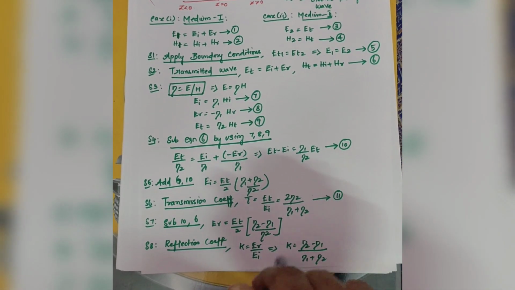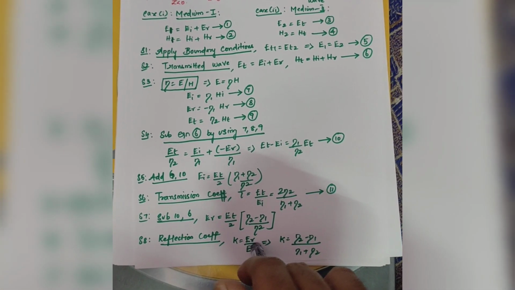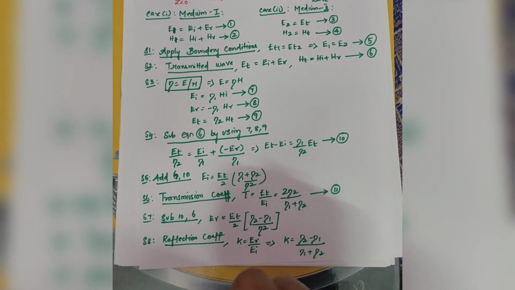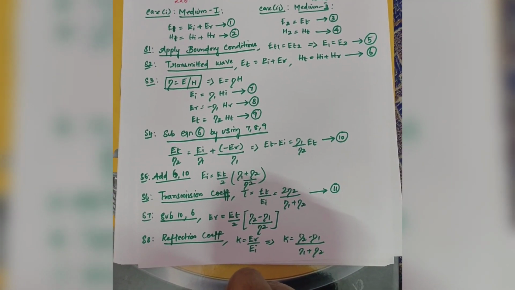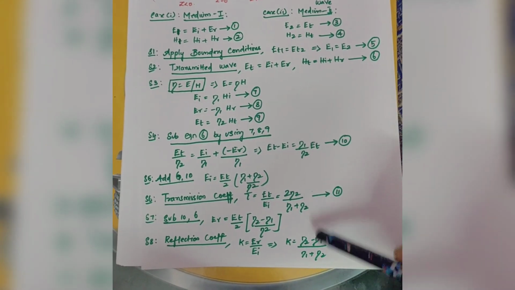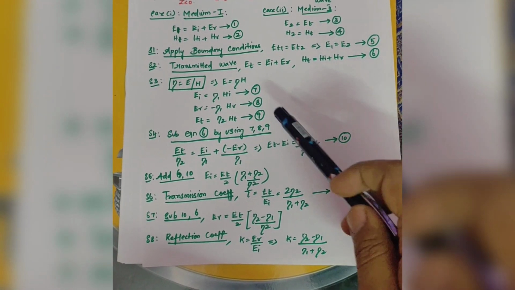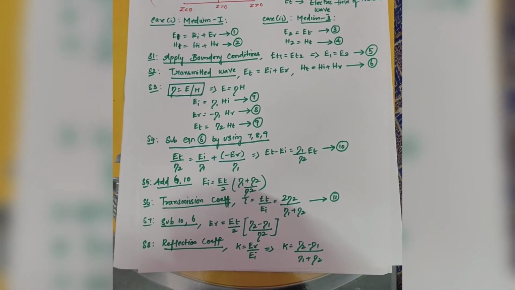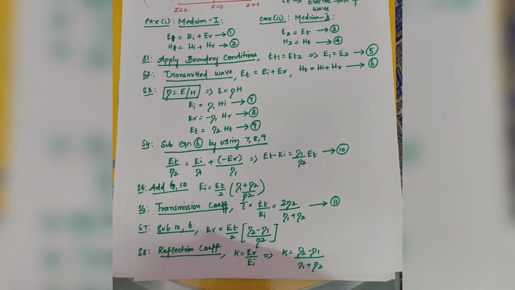Here the reflection coefficient, the symbol is k, as I already said, where k is equal to Er by Ei, which is nothing but (eta 2 minus eta 1) divided by (eta 1 plus eta 2). So we conclude this topic by saying that I have calculated the incident wave and I have calculated the reflected wave.